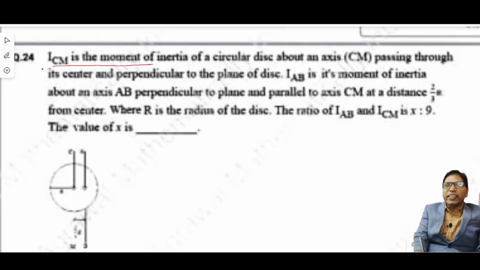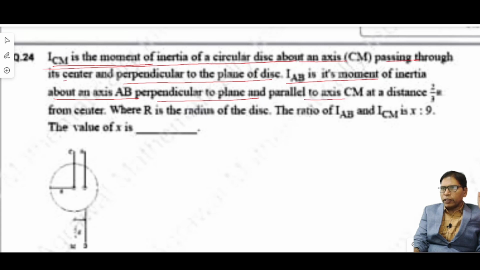Okay. Look at this, ICM, the moment of inertia of a circular disc along its axis CM passing through the center and perpendicular to the plane of the disc. AB is the axis about which its moment of inertia is taken, perpendicular to the plane and parallel to the axis CM at a distance 2 by 3 R. Where R is the radius of the disc, find the ratio of IAB and ICM.